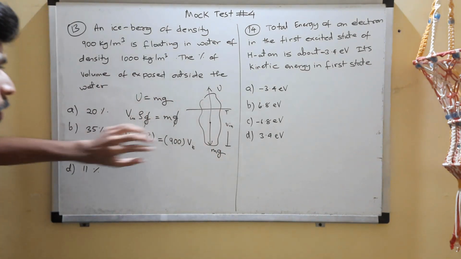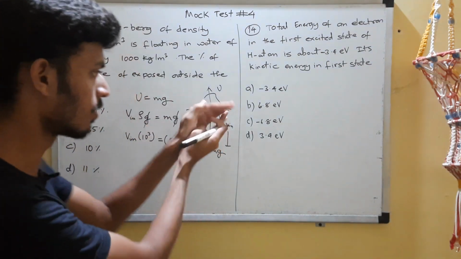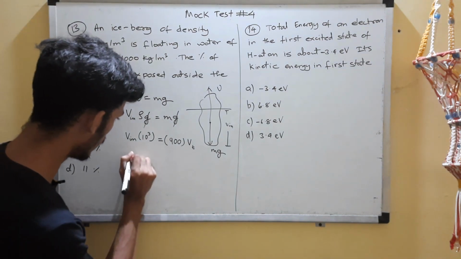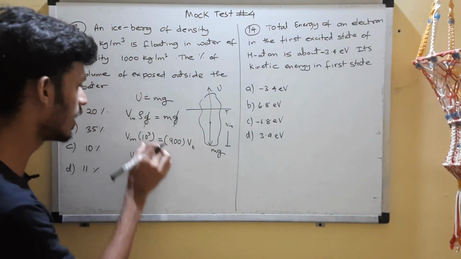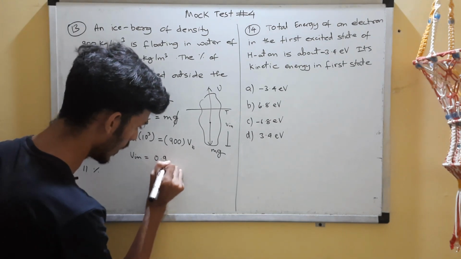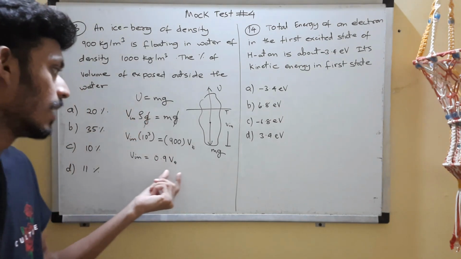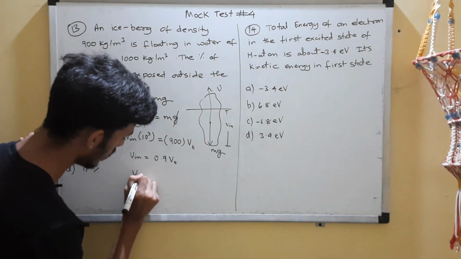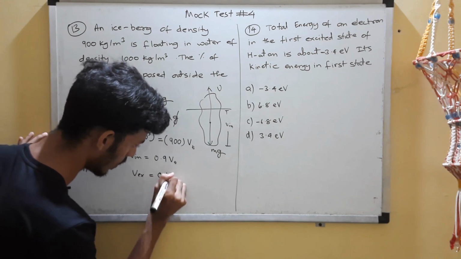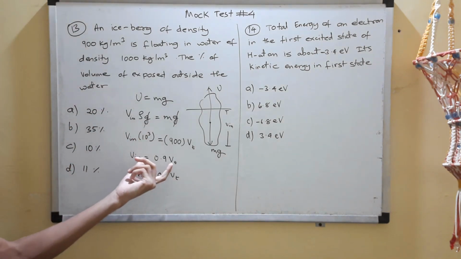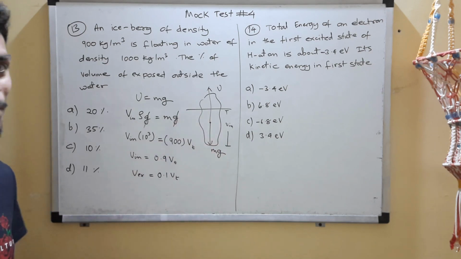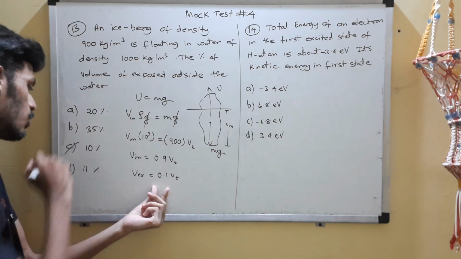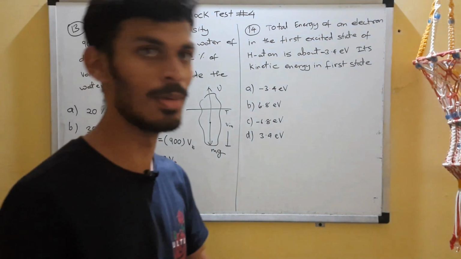Now this is total volume, right? m is total mass, so this is for total volume. So density into total volume. Now if you see, volume immersed is, if you divide 900 by 1000, that is 0.9. So volume immersed is 90% of the total volume. 0.9 is nothing but 90%. So volume exposed is nothing but 10% of the total volume, right? Yes, the major portion of it is immersed, and only 10% of it is exposed. So option C, 10% of the volume is exposed.